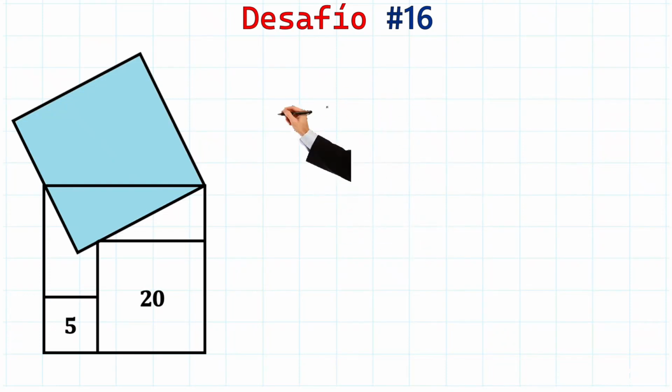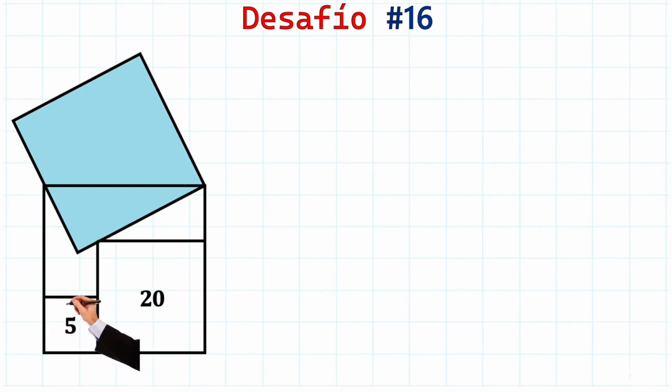Hey folks, check out this really interesting exercise. We need to find the area of this square in light blue. We have the area of this square, which is 5, and the area of this other square, which is 20. The first thing we're going to do, notice, is find the sides of these two squares.